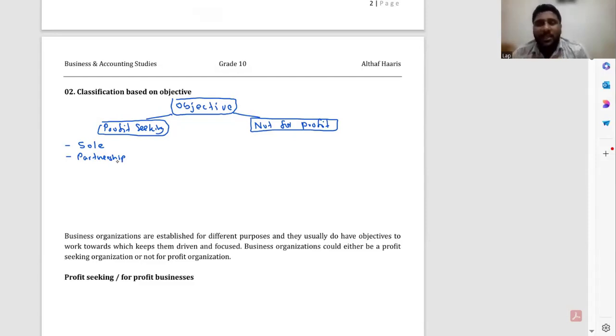Why are you starting such a business? With the purpose of making profits. And also properly established incorporated companies. Here I'm not talking about the small sole trader or partnership businesses, but properly established incorporated companies. So these are profit-seeking businesses from the private sector.